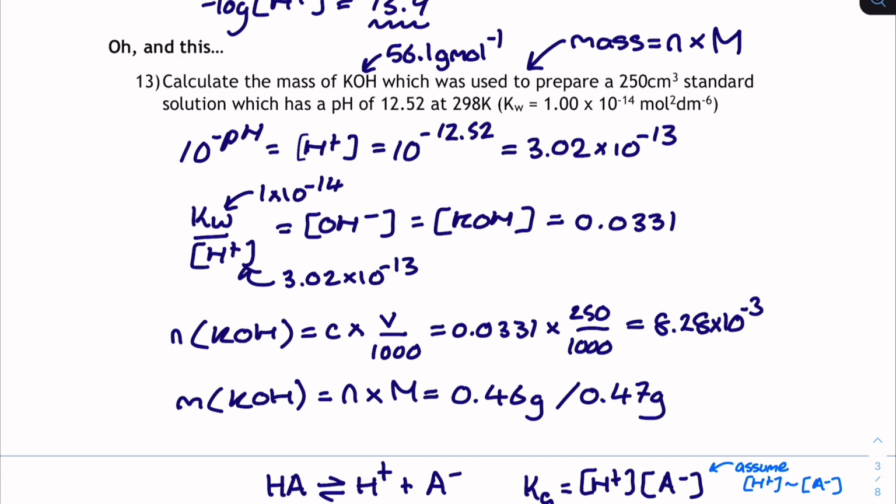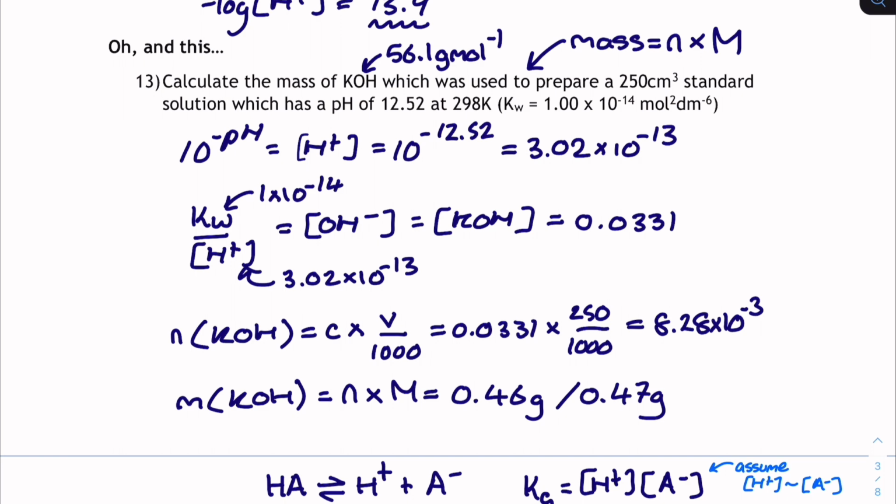Now, first things first, if I'm being asked to calculate the mass of something in chemistry, it's very likely I'm going to use this calculation, moles times molar mass. And molar mass, if I know the formula, which I do here, potassium hydroxide, can be determined using the relative atomic mass values from the periodic table. So you can see here my molar mass is 56.1 grams per mole for the KOH.